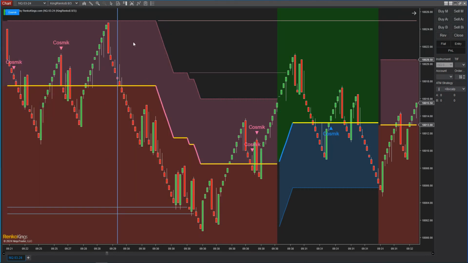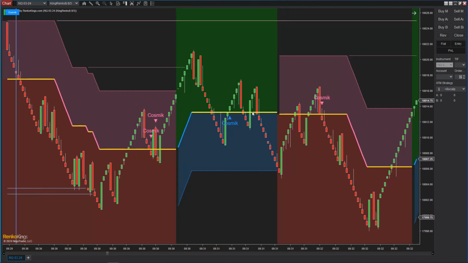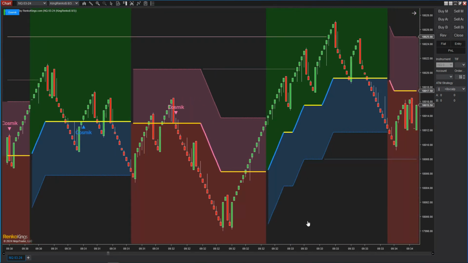So market opens up, Cosmik being bearish, so no trade anywhere here. I'm not interested in shorts. I am interested in longs, and this long is a losing trade. So I start off with a losing trade. I do not take the short, even though the short would have been a winning trade.